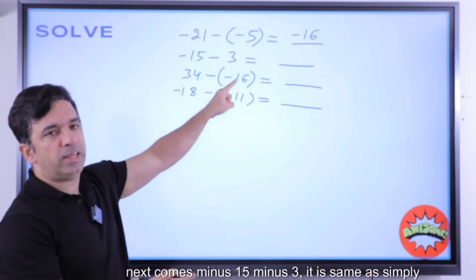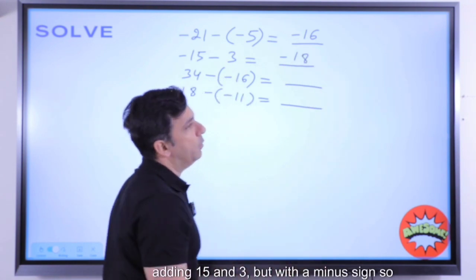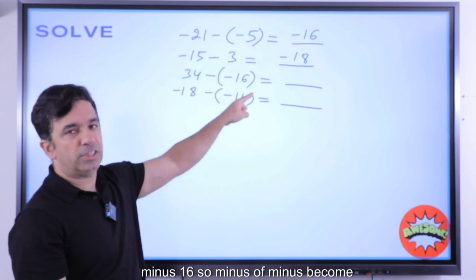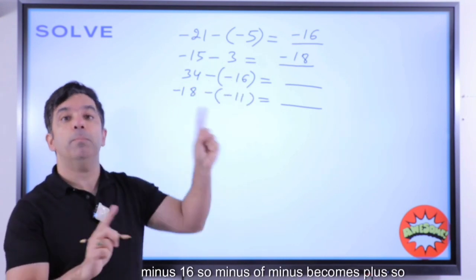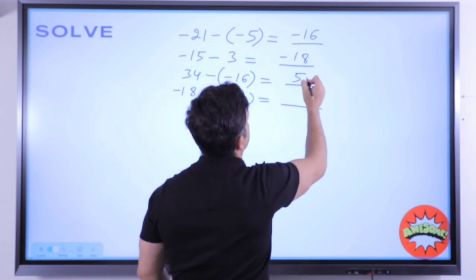Next comes minus 15 minus 3. It is same as simply adding 15 and 3, but with a minus sign. So it would be minus 18. Next comes 34 minus 16. So minus of minus becomes plus. So it would be 34 plus 16, which is 50.